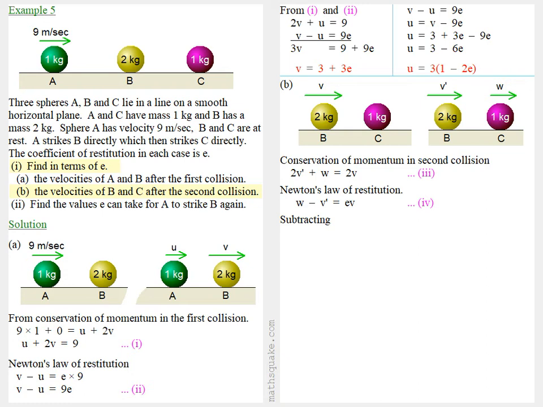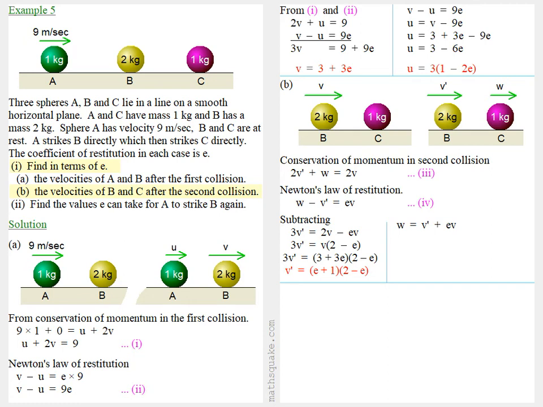So if we subtract equation 4 from equation 3, we get 3v dash equals 2v minus ev. In other words, 3v dash is equal to v into 2 minus e. Now v is 3 plus 3e, so 3v dash equals 3 plus 3e into 2 minus e, and dividing all the way through by 3, we get our answer, v dash is equal to e plus 1 into 2 minus e.